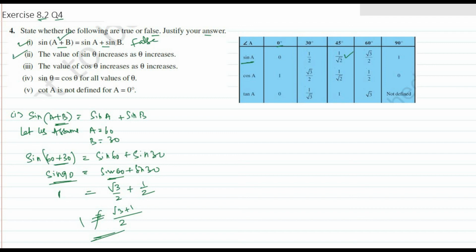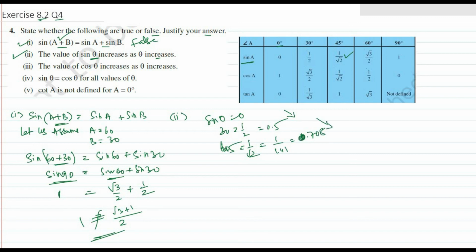So the second one we will see: the value of sin theta increases as theta increases. See, sin theta value, you observe here, sin of 0 is 0. For 30 it is 1 by 2, and 1 by 2 means 0.5. Okay, it increases. Now here, sin of 45 is 1 by root 2. Root 2 is approximately 1.41, so 1 divided by 1.41 is approximately 0.708. So this is again an increase.